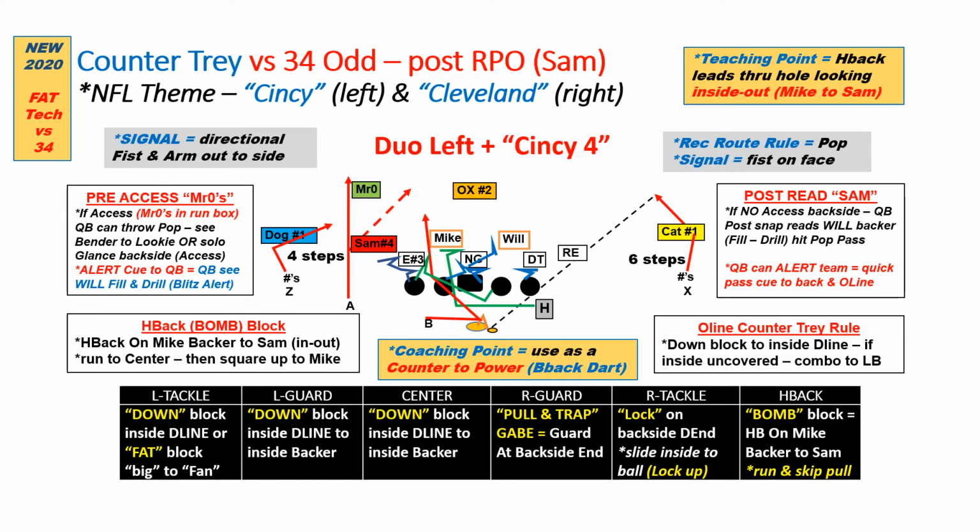All right, first is our counter Trey using the fat technique versus a 34 odd. Again, we're going to the left, so the left tackle is going to go ahead and hit big for a count. Defensive end slants down inside, he'll fan out to the Sam. If the defensive end slants out, he'll just stay with him the whole time. And then that pulling guard can go ahead and just lead up through the hole, looking inside out, Mike to Sam.